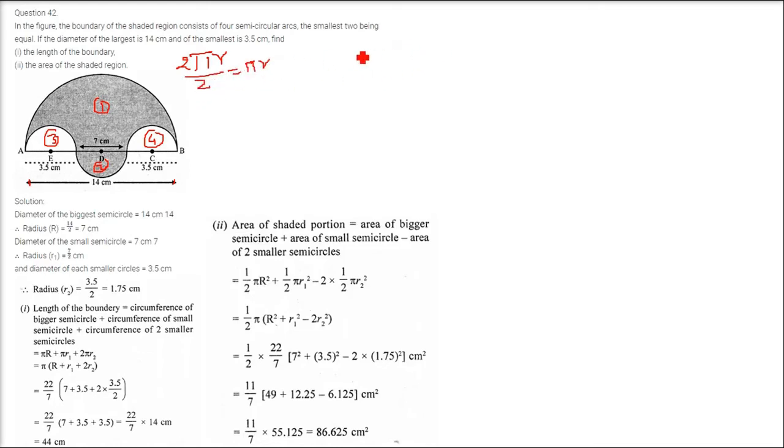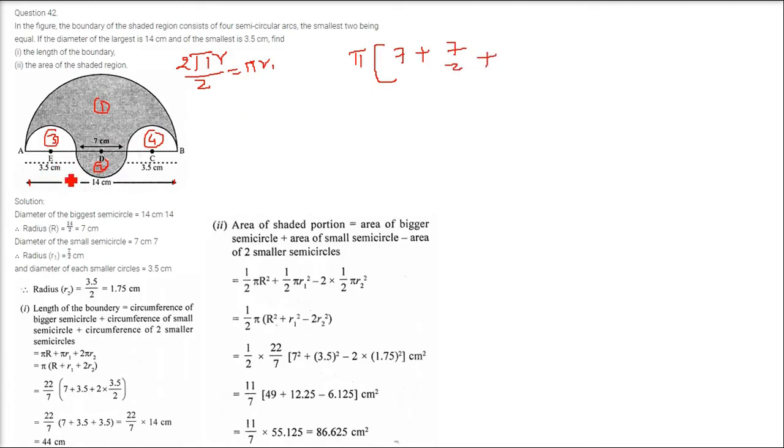So we have to take pi outside and take r1, that is the radius of this one, which is 14 by 2, so 7. Plus, I am taking pi r1 plus pi r2 like this. So I am taking pi out. The r is for the first one. Let us come to the second one. The 7 is the diameter, so the radius will be 7 by 2. Then coming to this one, this is 3.5.